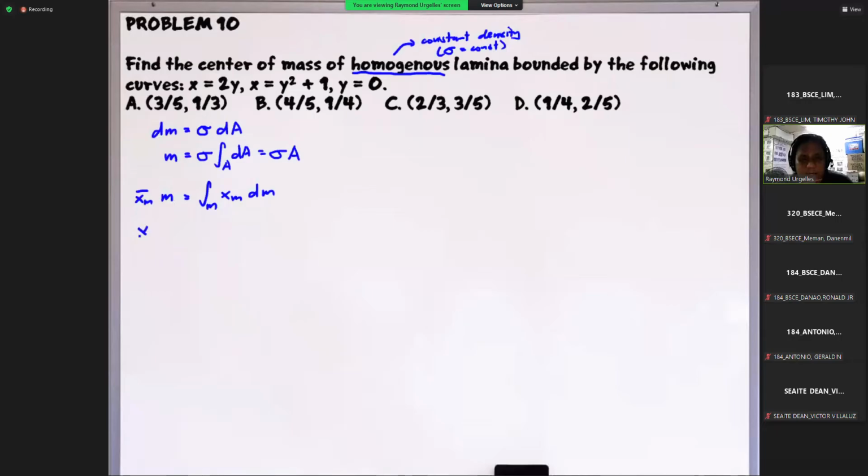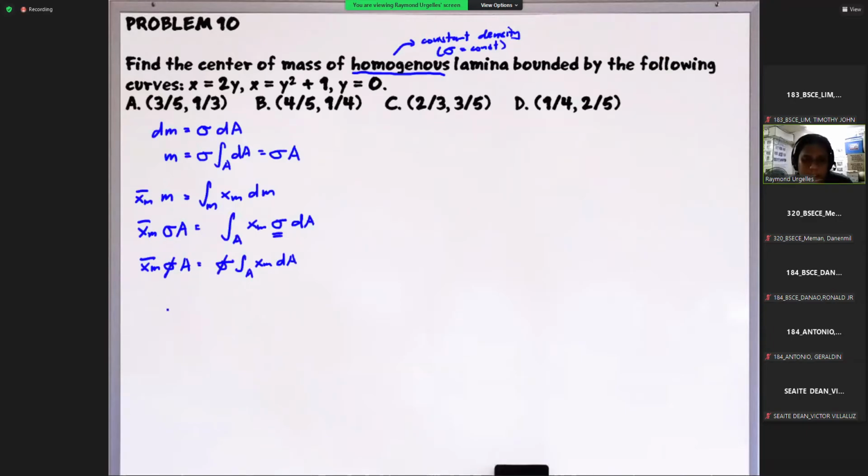But then alam natin na yung mass natin is just equivalent to sigma times the area, while yung dm natin is equal to sigma times dA, over the entire area. But since yung sigma natin ay constant, we can factor that out. So we can write this as sigma, then integral ng x sub m times dA, over the entire area. So then magka-cancel to.